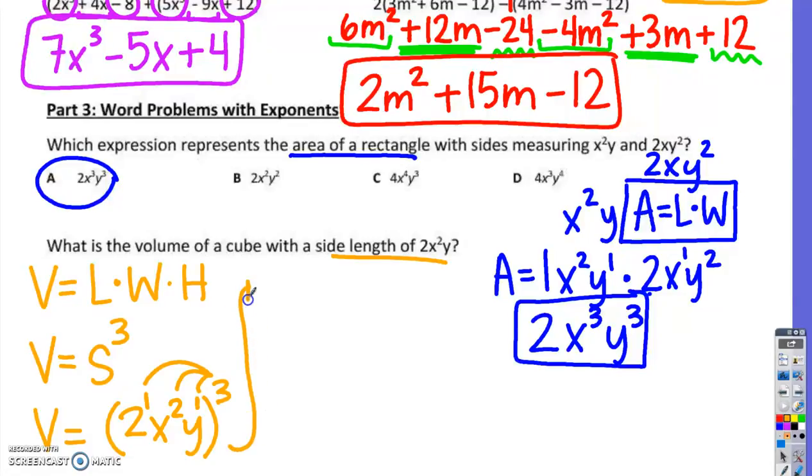Remember, with power to a power, we distribute the power to the powers, and whenever we do that, we multiply. So I'm going to end up with the volume of this cube equal to, whenever I distribute this 3 here, 2 to the 3rd power.